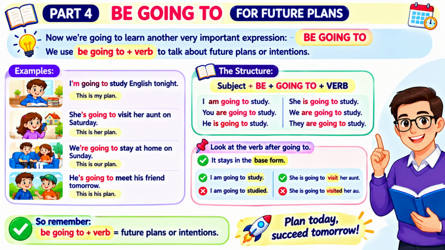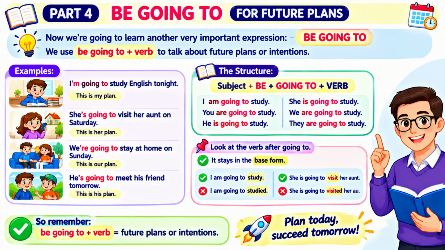Let's see more examples. I'm going to study. You are going to study. He is going to study. She is going to study. We are going to study. They are going to study.